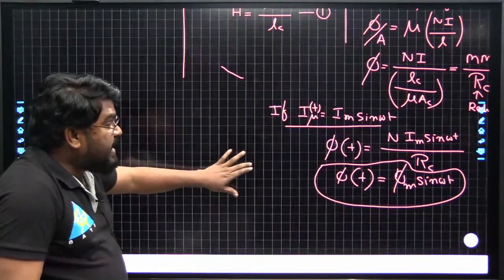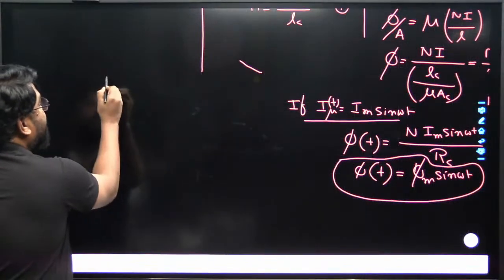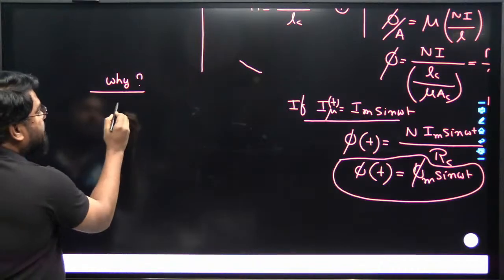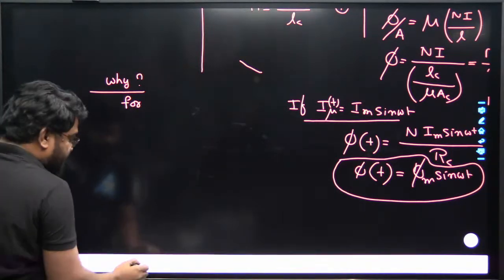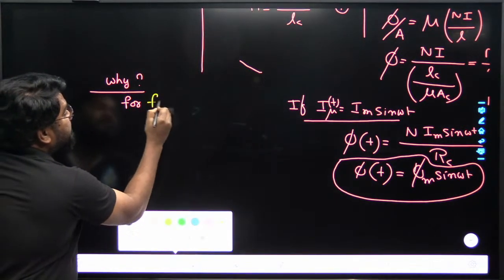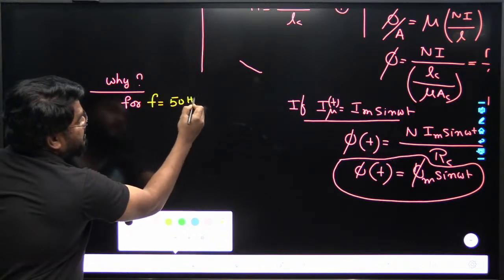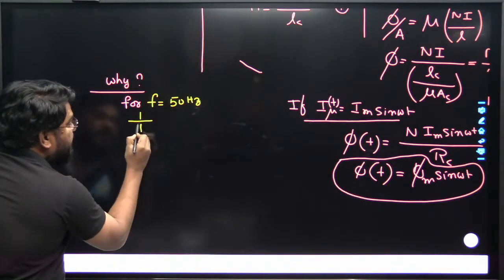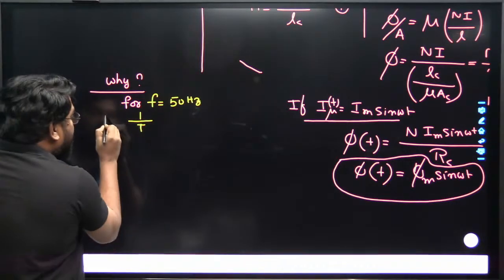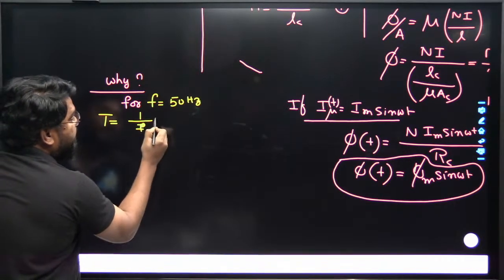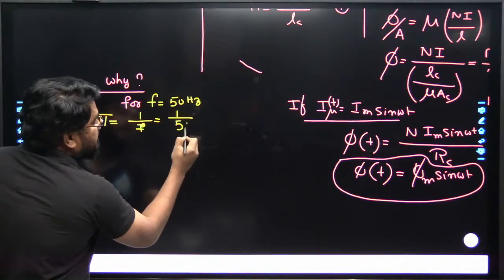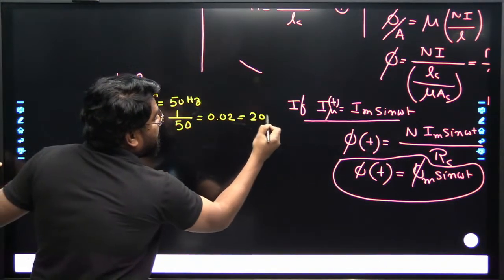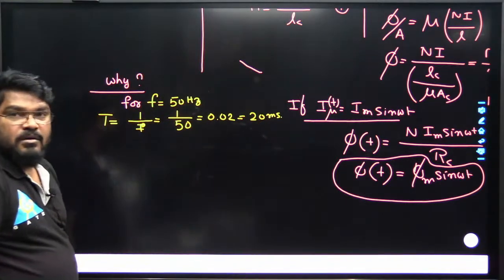So why is it a relative time variation? See here. We know the frequency, for example 50 Hz, f is equal to 50 Hz. Now what is the time period? One by the frequency. So the time period T is equal to 1 by f, so 1 by 50 is equal to 0.02 second. This is equal to 20 milliseconds. Am I right? Okay, 20 milliseconds.